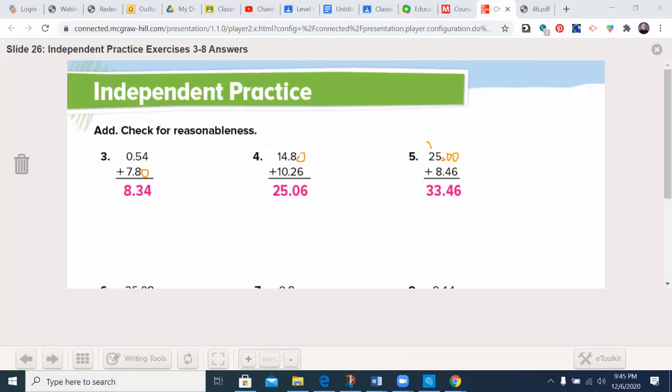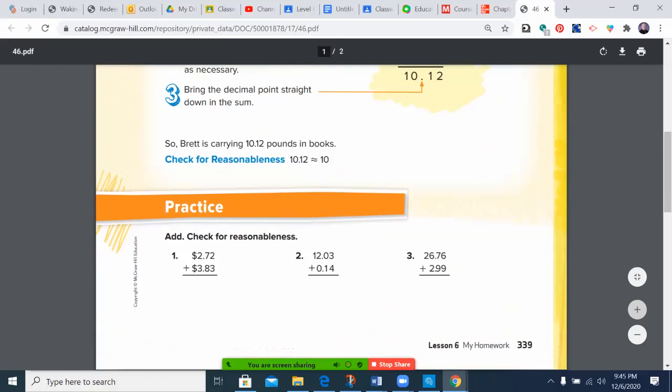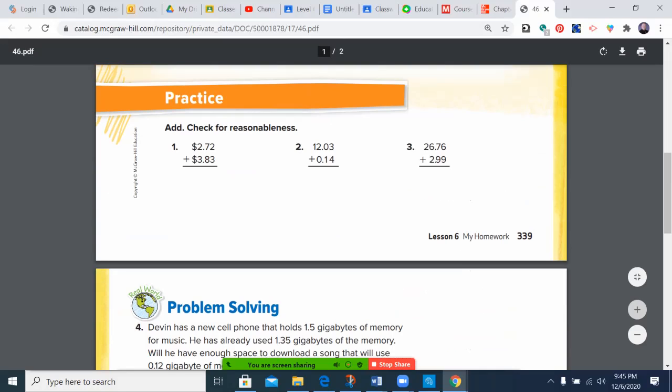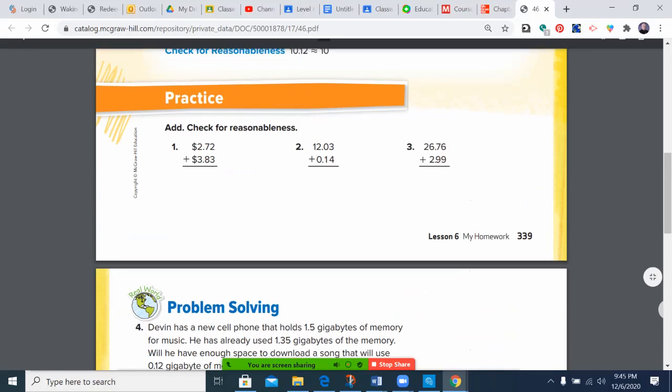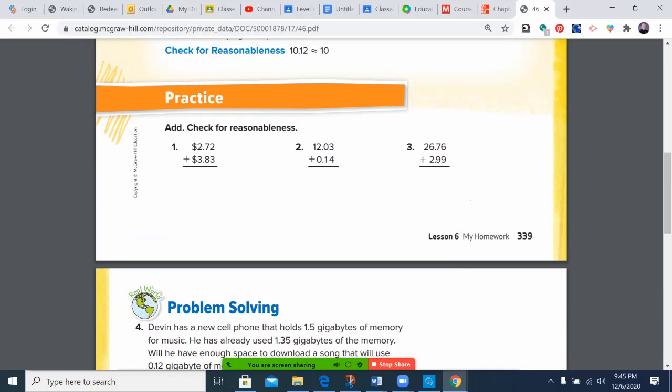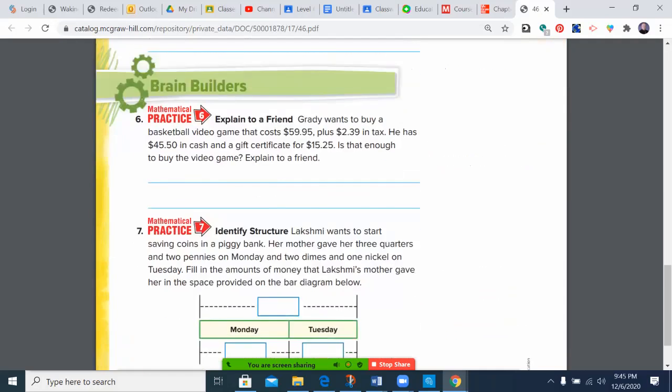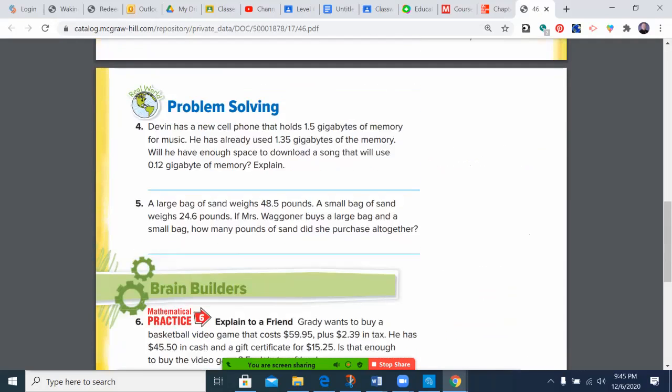At this point, make sure you've taken a moment to compare your answers. Let's look at the homework. On these ones, you're going to add, check for reasonableness, and you could write out your estimate. You could also do it in your head. This one, we're not rounding, though. Remember to get an exact answer. And you have these problems here going to number 8.